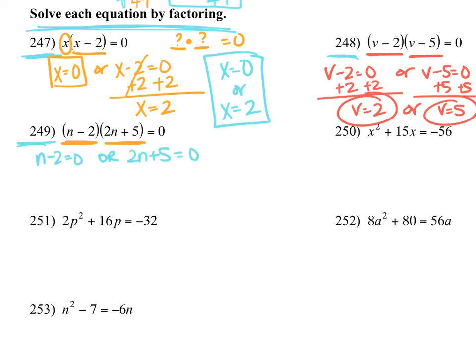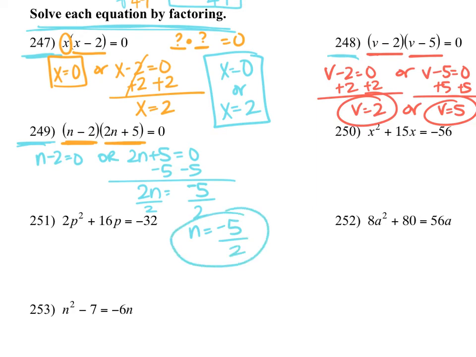And you're going to solve, so subtract 5 from both sides. You get 2n equals negative 5, divide by 2, divide by 2. So n equals negative 5 over 2 as one answer, or plus 2 over here, and n equals 2. So these would be my two answers there.